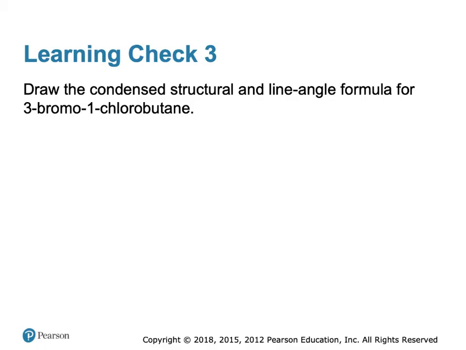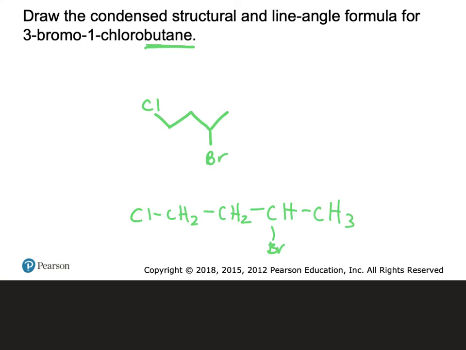So let's draw the condensed structural and the line angle formula for 3-bromo 1-chlorobutane. If we dissect this name, the parent will have 4 carbons. So that's 1, 2, 3, 4. This means that there's a 3-bromo group. So here's your bromine. And then there is a chlorine on the first carbon. If I were to draw the condensed formula, it would look like this. So you can see the condensed structural formula written here, where you have a Cl, CH2, CH2, a CH with a Br, and then a CH3.